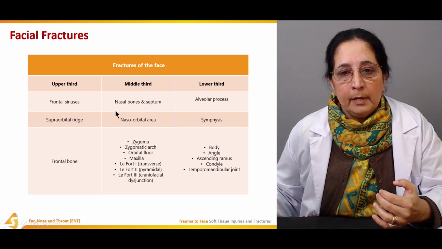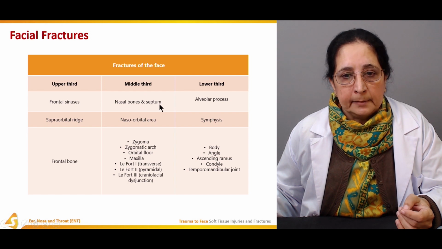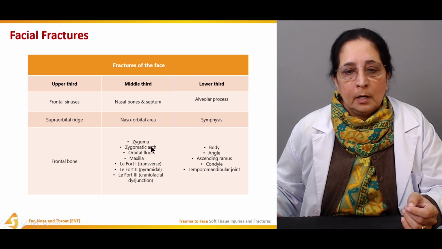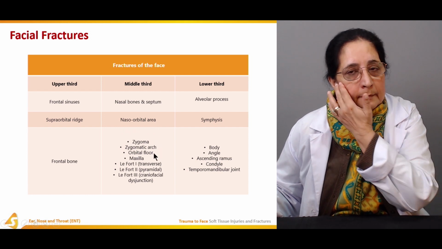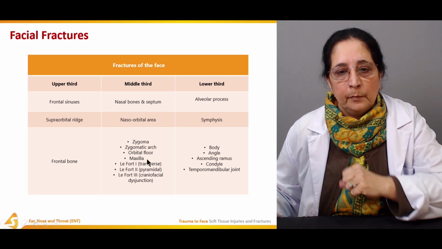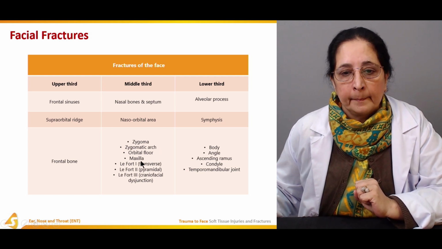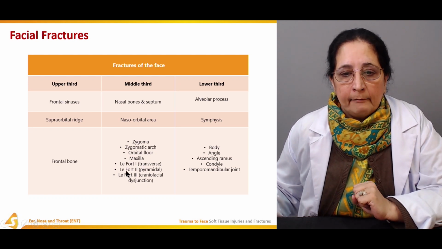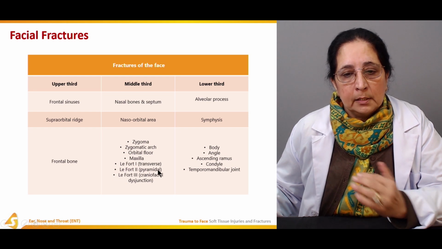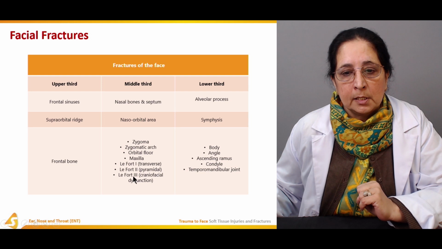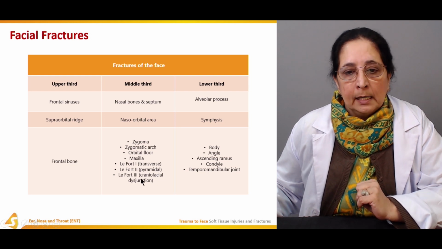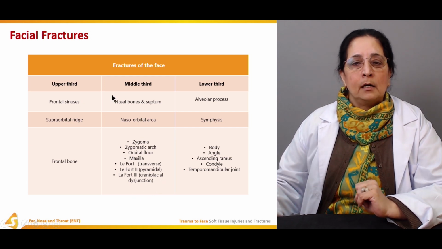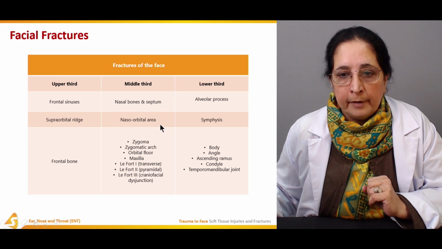Then in the middle third, we have the nasal bones and septum, the naso-orbital area, and then the zygoma, the zygomatic arch that gives the cheek structure, facial bones. Then we have the orbital floor, and the maxilla, which is the upper jaw. Then we have Le Fort 1, which is transverse, Le Fort 2, pyramidal, and Le Fort 3, craniofacial disjunction. So all these are in the middle third of the face.